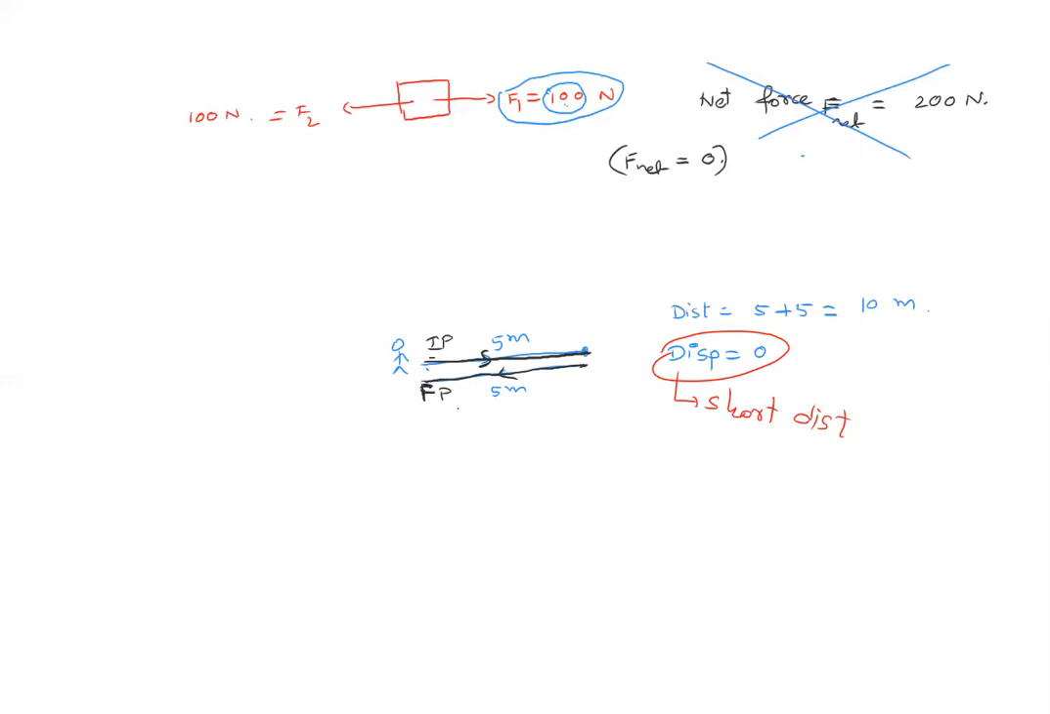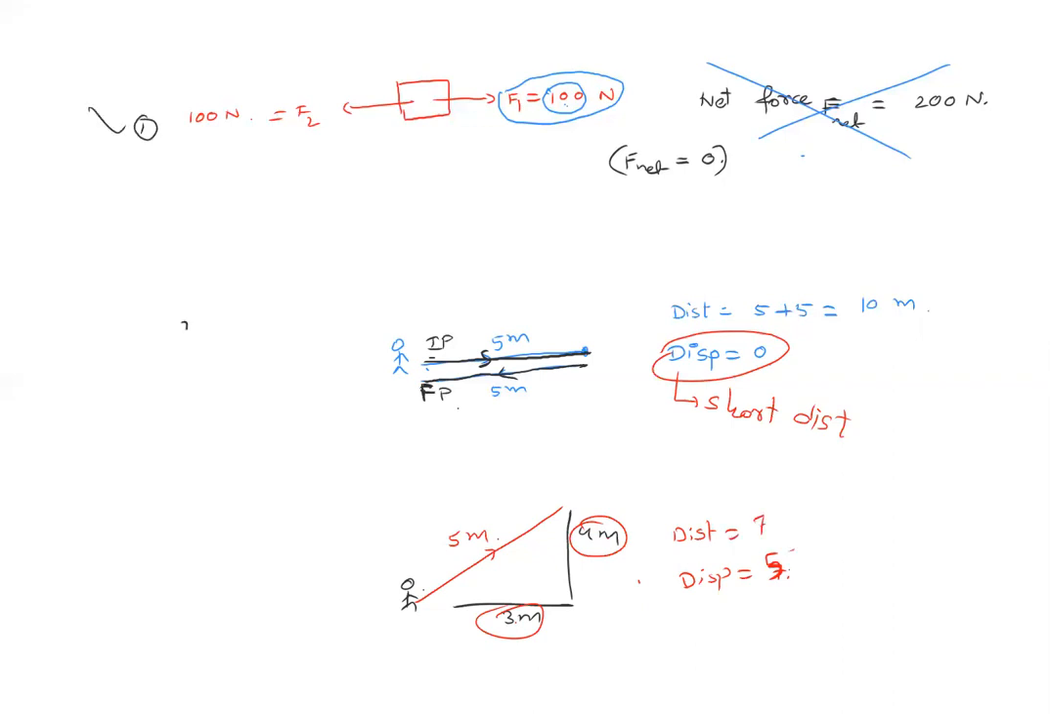There are other things also. For example, if you take one more situation in which a person is going 3 meters right and 4 meters top like this, what is the shortest distance? This is your shortest distance and it is 5 meters. So you cannot just simply say the displacement is 3 plus 4, that is 7. Here displacement is 5, and distance is 7. That is example 2 and example 3 that I have given here.